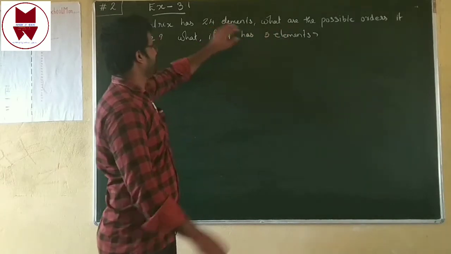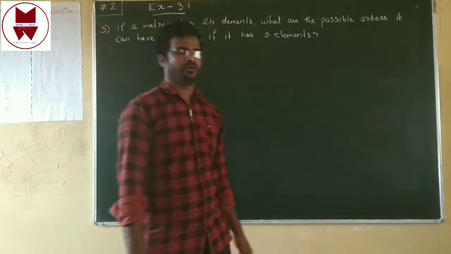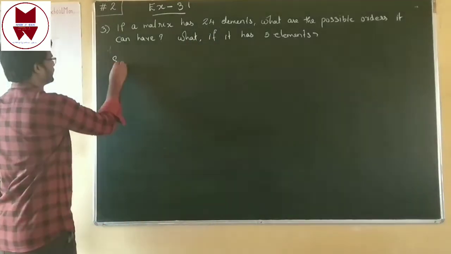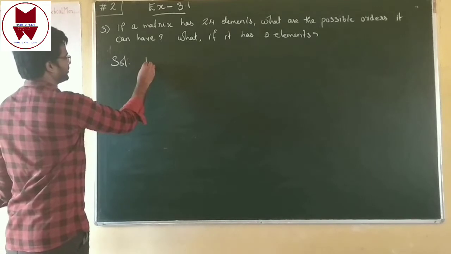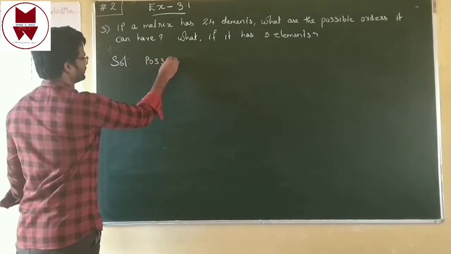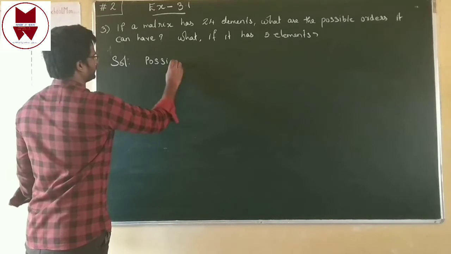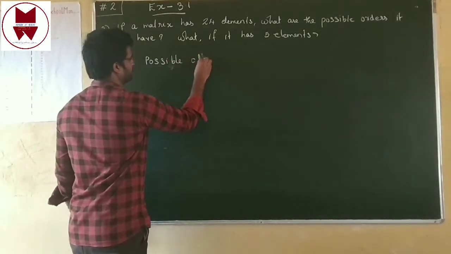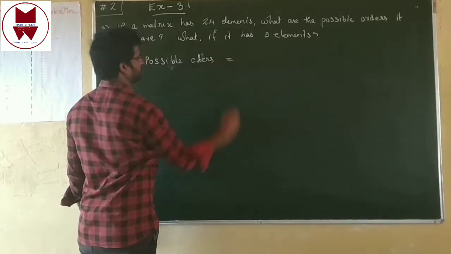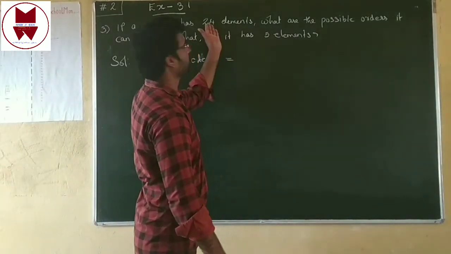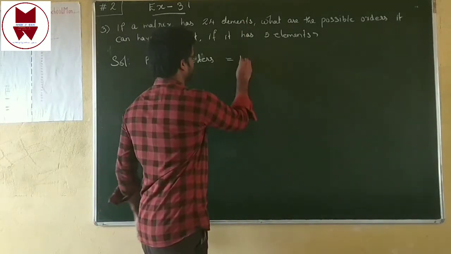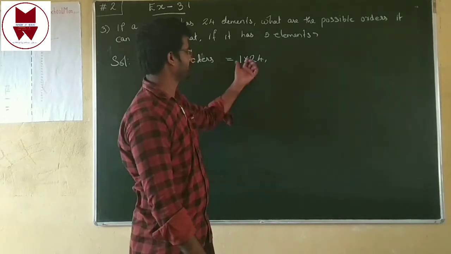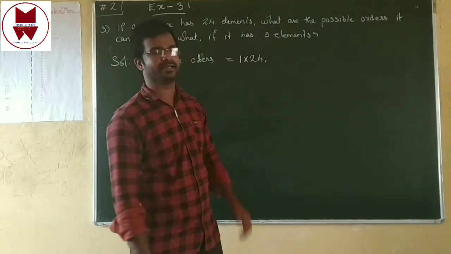A total of 24 elements is there. We have to find all the possible orders of that matrix. Solution: possible orders, where when you multiply we need the answer 24. Look, 1 into 24 is 24, isn't it? That means the first possible order is 1 by 24.